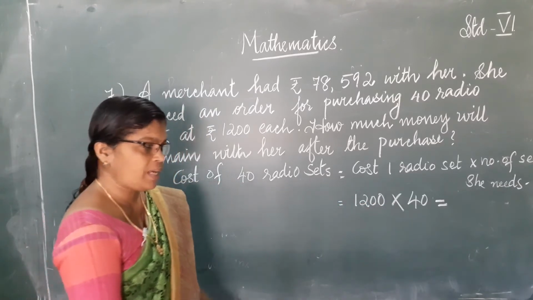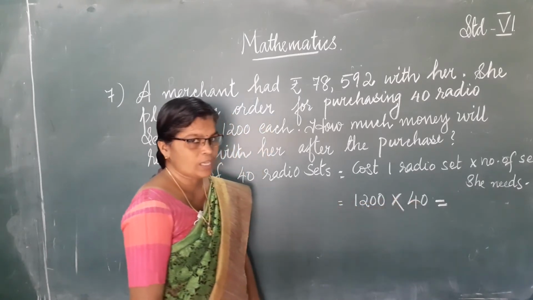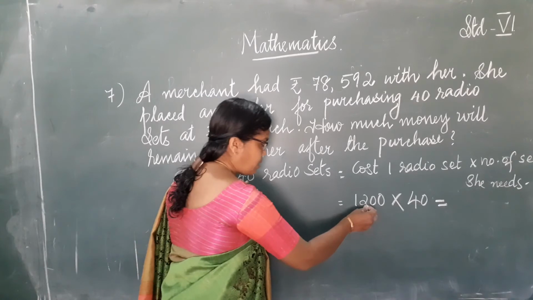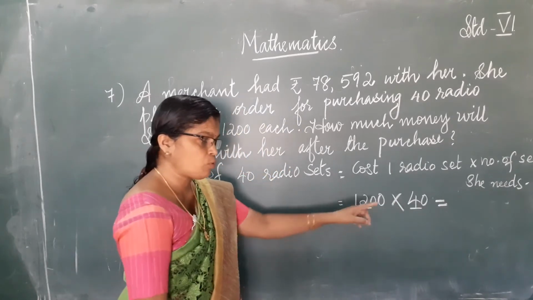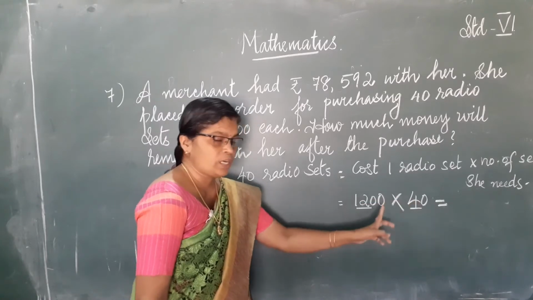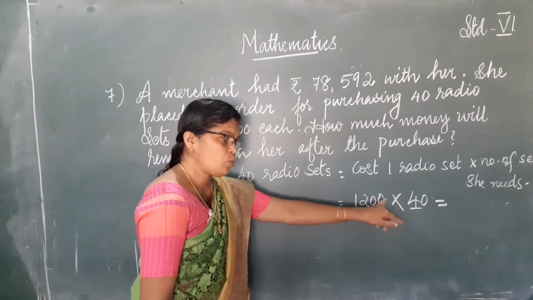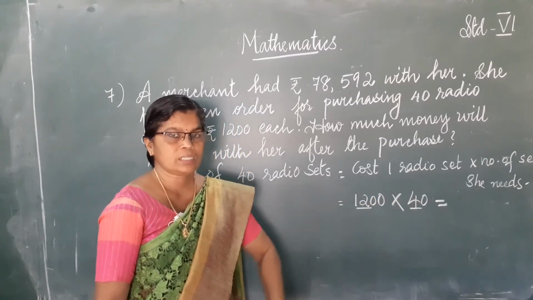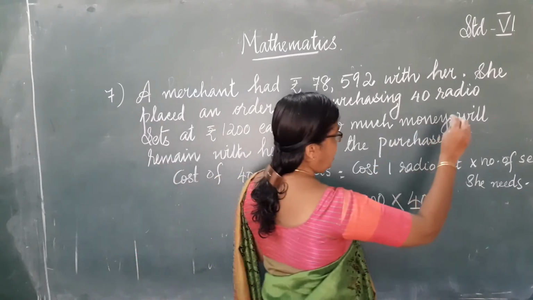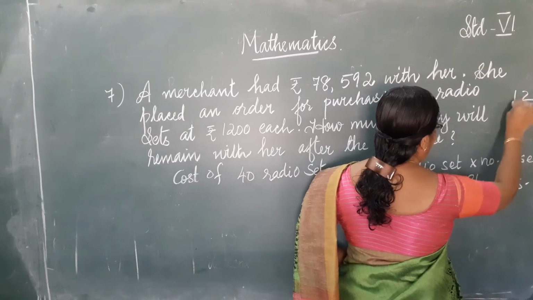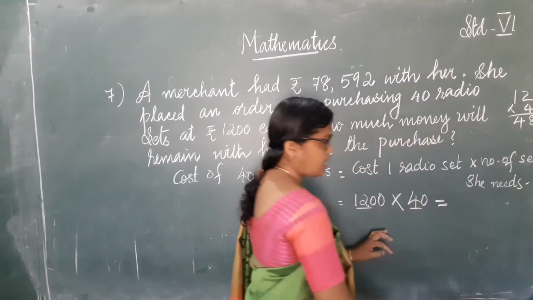Right? Now, how will you multiply this? Since there are zeros, here there are 2 zeros, and here there is 1 zero. So we have to multiply these numbers only, 12 and 4, then put the zeros. Total number of zeros in both the numbers, how many zeros are there? 1, 2, 3 zeros. You can add those zeros to the number. 12 into 4 we multiply. 4 twos are 8, 4 ones are 4, 48.